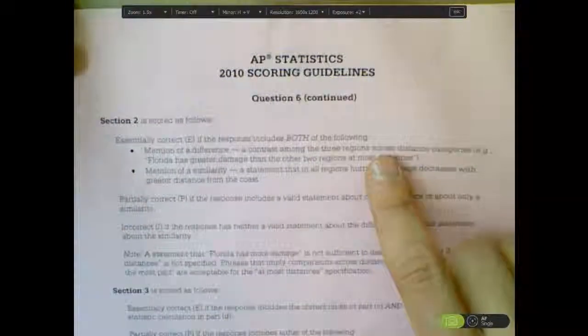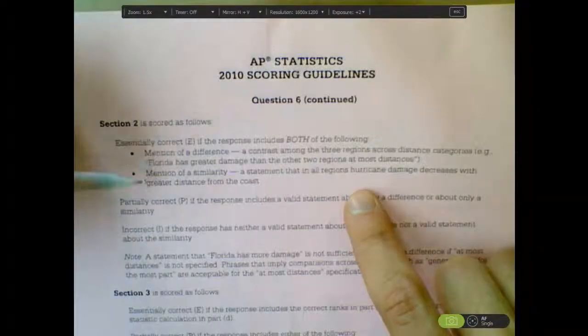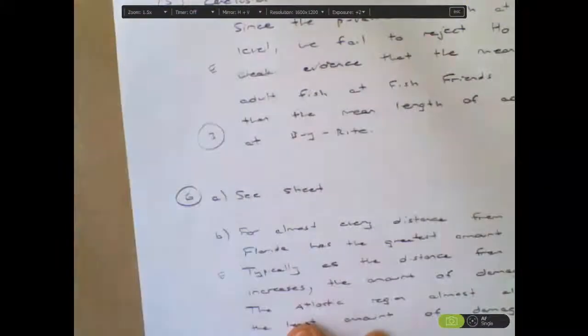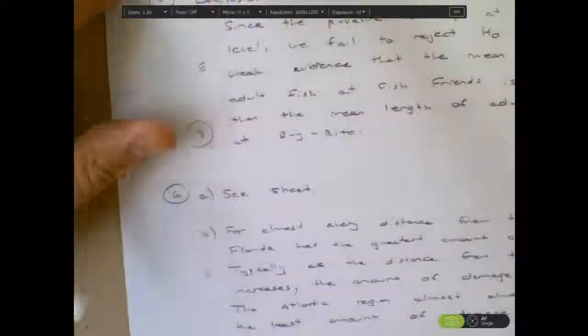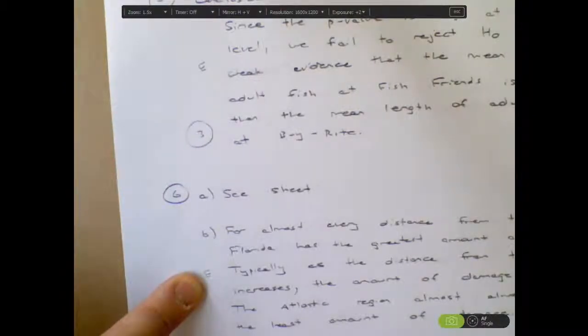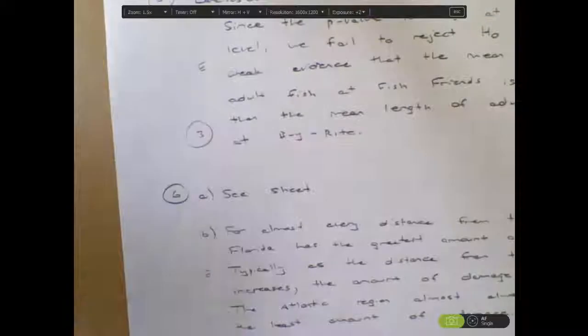So I mentioned the difference. Florida had the most, the Atlantic had the least, and the similarity that as the distance increased, the damage decreased. So I've done both of those 2 things. I've earned essentially correct. Again, your goal is at least 1 point here. So this is earning me 3.125 points towards my composite score. Same for every single point you earn on question 6.